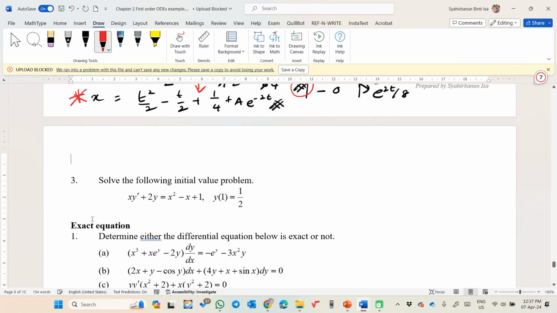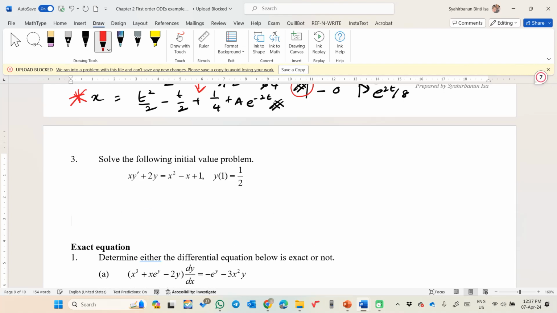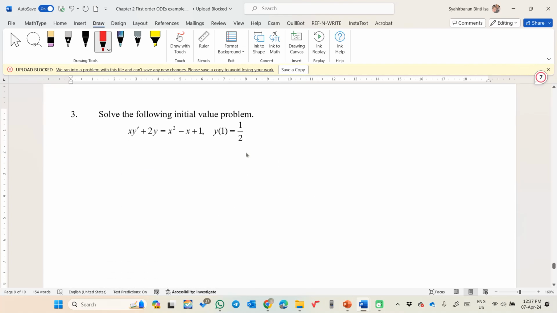For example number 3, we have an initial value problem, so we have the initial condition. First we need to check. I will change x y prime to dy over dx plus 2y equals x squared minus x plus 1. We check that our dependent variable is y, and the power of y is all 1.